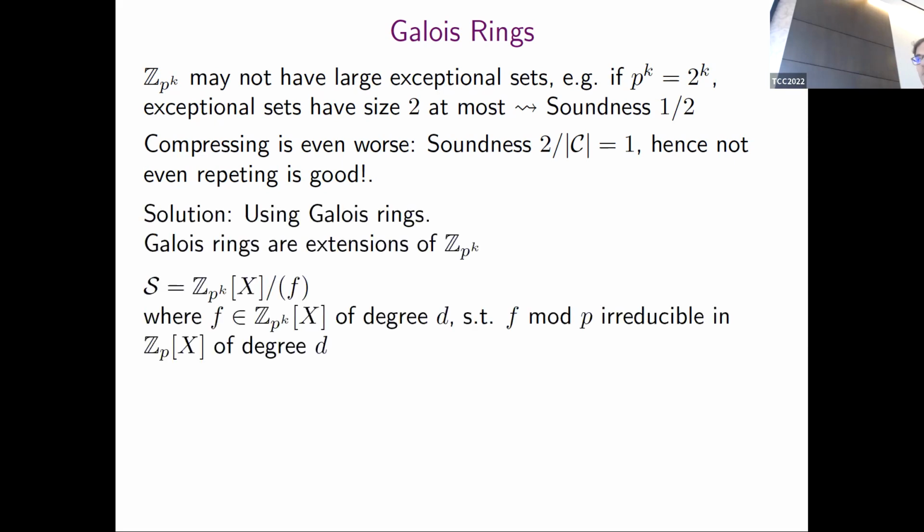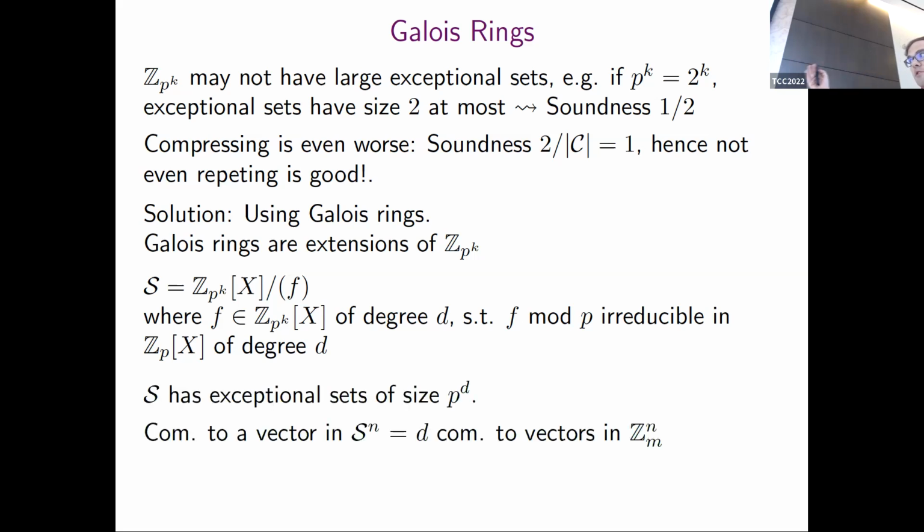So instead, we use Galois rings, a tool that has been used in a number of works in MPC over rings. This is an extension of the ring of integers modulo p to the k, where you are taking a larger ring that has exceptional sets, so sets where the differences of any 2 elements are invertible, which are larger. You can get them as large as you want by increasing the degree of the polynomial that defines this Galois ring, and then you get p to the d.